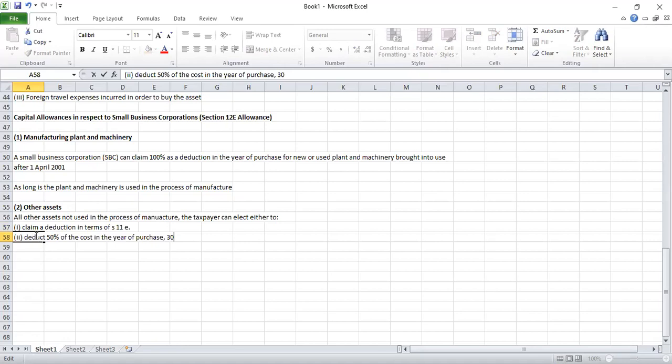30% in the second year, and then 20% in the third year. So other assets can be deducted in a 3-year period. Is that right? So it will be a 3-year deduction. We normally call it the 50, 30, 20 rule.